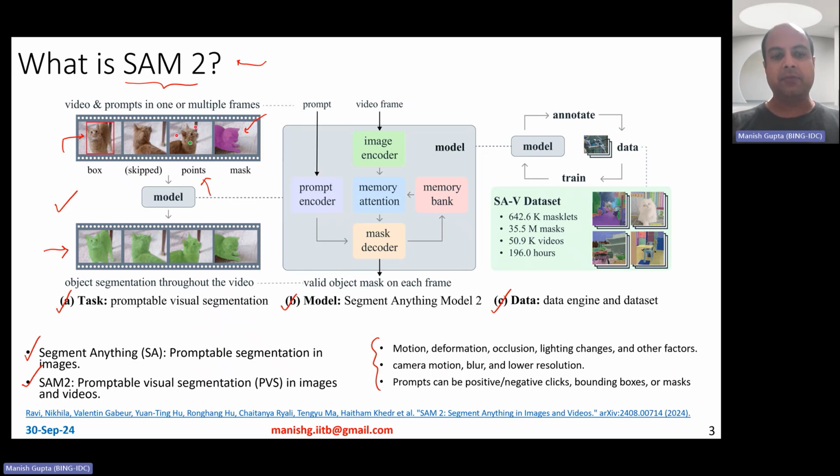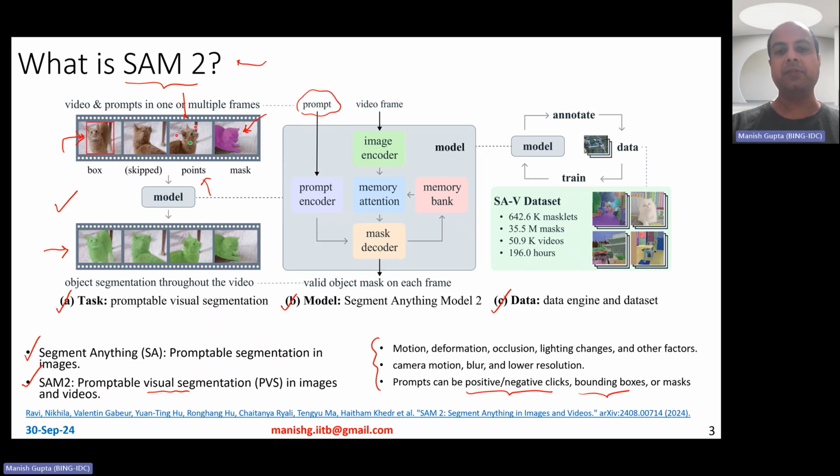So, when we say promptable visual segmentation, what are the prompts here? Prompts are basically things provided by the user's input. For example, it could be positive or negative clicks, basically these red or green points, bounding boxes like the box here in the first frame, or masks like the one shown in this frame. So from a model perspective, the model takes one frame of the image at a time, and it also takes the user prompts.